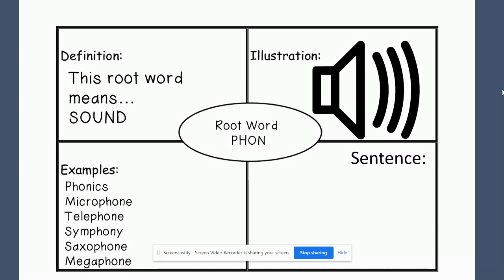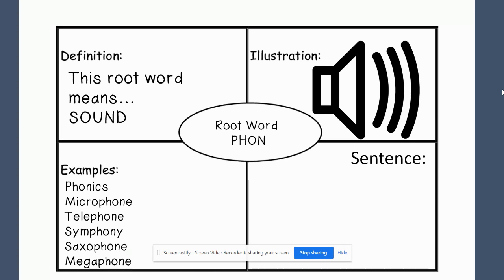Our next example is microphone. So you probably know what a microphone is. A microphone makes a sound louder. A lot of singers and that sort of thing use these to make their singing louder at concerts. The next one is a telephone. A telephone is something we use to communicate.